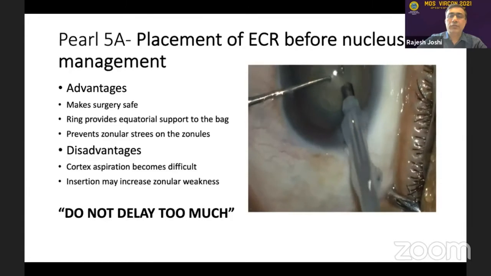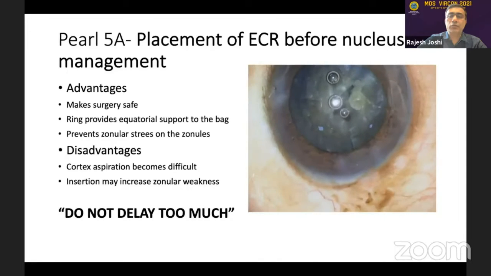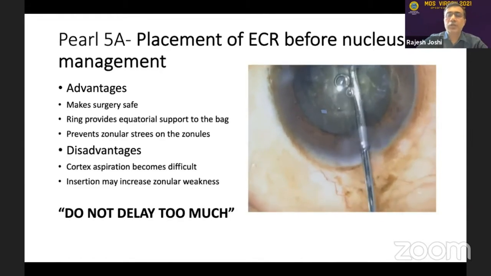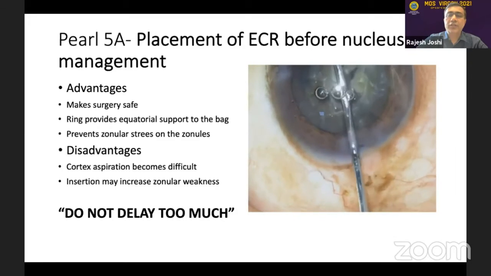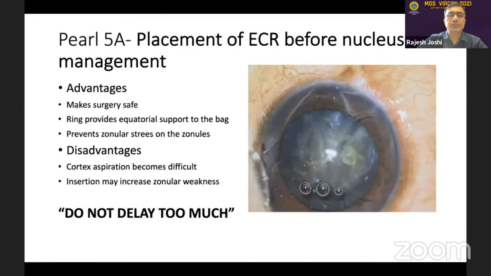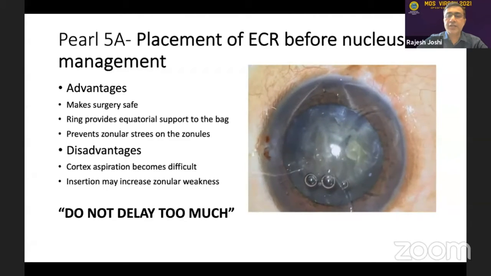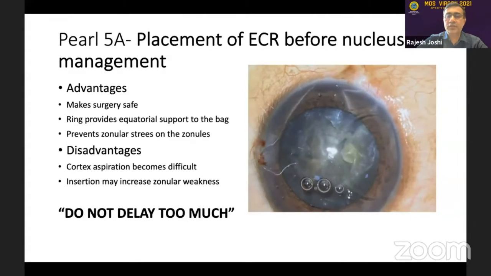And there was already a subluxated nucleus. So I thought I would go for nucleus removal. But later on, I realized that if I go further, the whole bag may come into the phaco probe. So I decided to put an endocapsular ring.